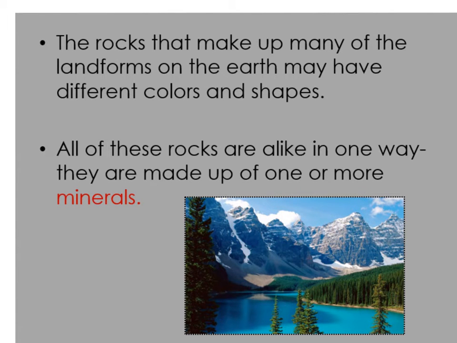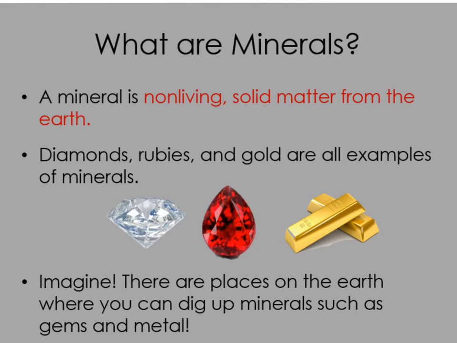The rocks that make up many of the landforms on the earth may have different colors and shapes. All of these rocks are alike in one way. They are made up of one or more minerals. So what are minerals? A mineral is non-living solid matter from the earth. Diamonds, rubies, and gold are all examples of minerals. Imagine, there are places on the earth where you can dig up minerals such as gems and metals.